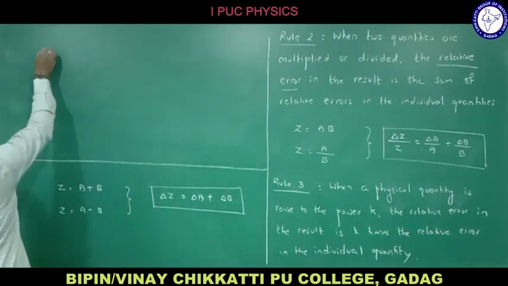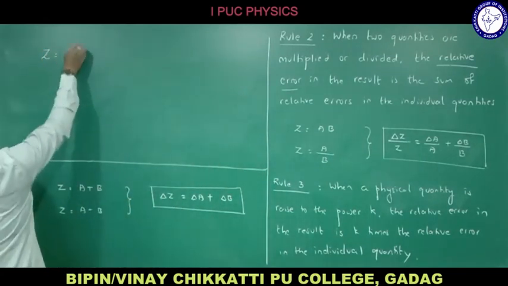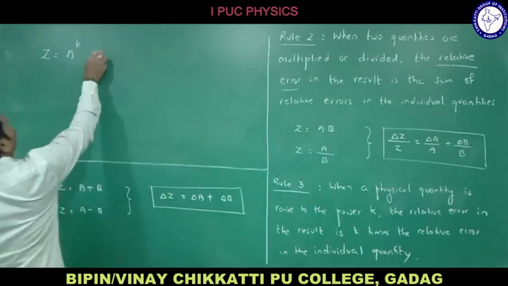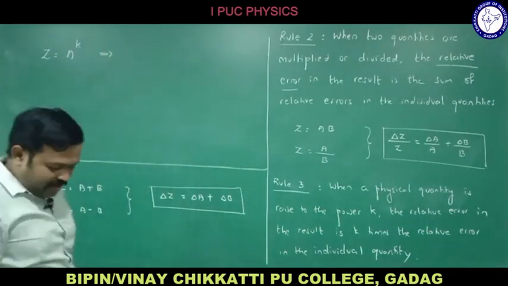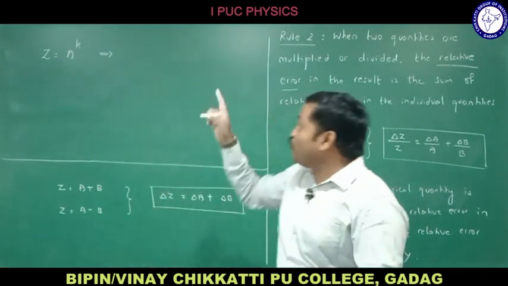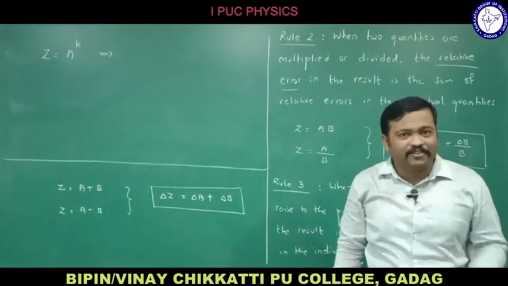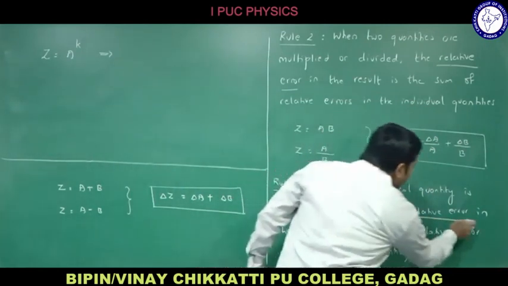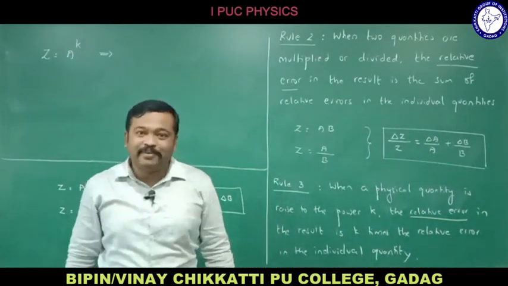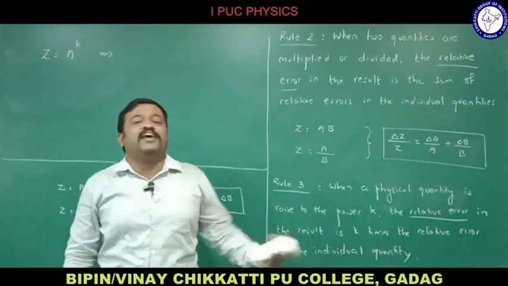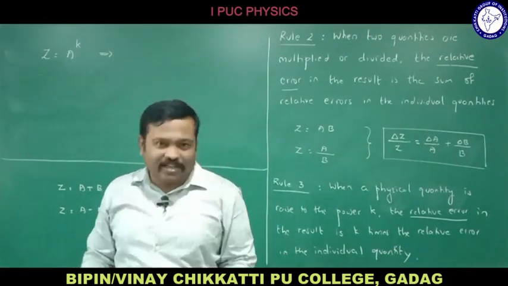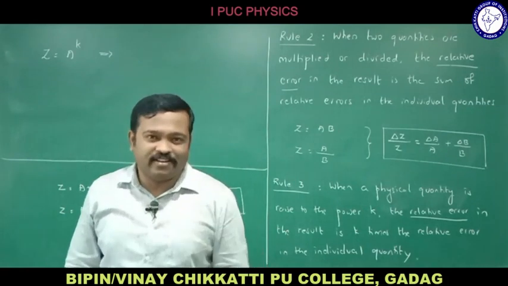It says that if there is a physical quantity like this and it is raised to the power k, so z equal to a raised to k, then what we need to do? Whenever you find quantities raised to the power of something, we need to take which error? Relative error, because it is nothing but a multiplication. If it is a square, a into a, it is again one form of multiplication. So I need to take the relative error itself.